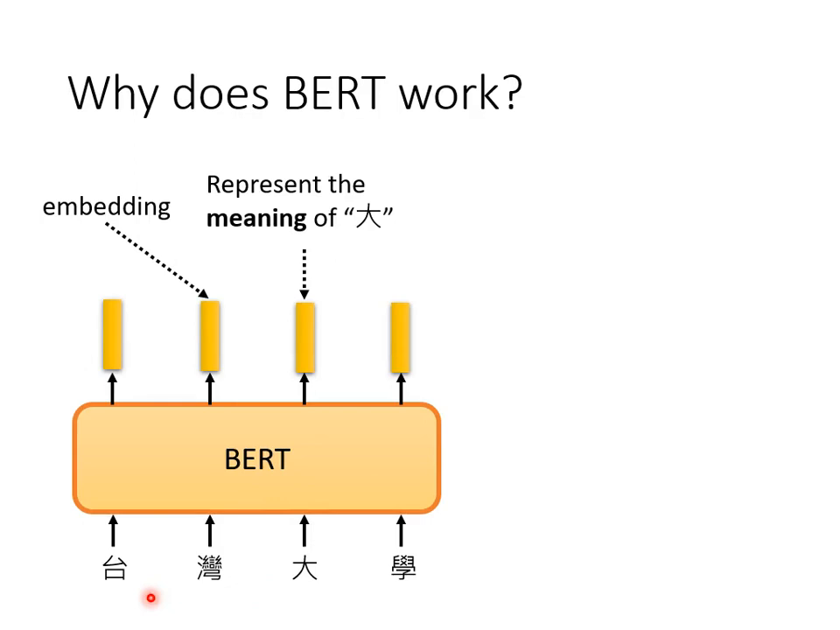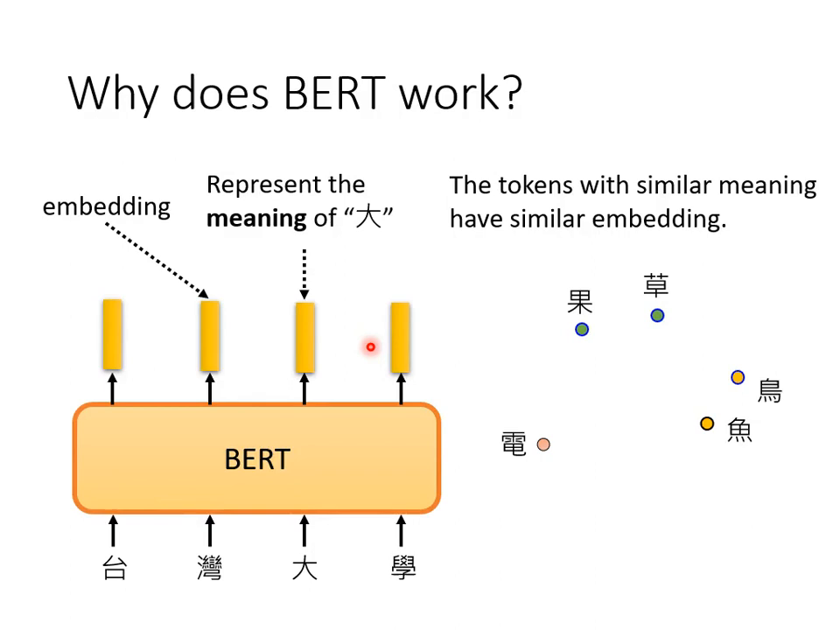For example, the model inputs Taiwan da shui and outputs 4 vectors. These 4 vectors represent the Tai, Wan, Da, and Shui. What does it mean? More specifically, suppose you put the vectors corresponding to these words and draw it, or calculate the distance between them. You will find that words with more similar meanings, their vectors are closer. For example, fruits and grasses are both plants. Their vectors are relatively close. But this is a fake example. I will show you a true example later. Birds and fish are animals, so they may be closer. That electricity is not an animal, nor a plant, so it is not close.